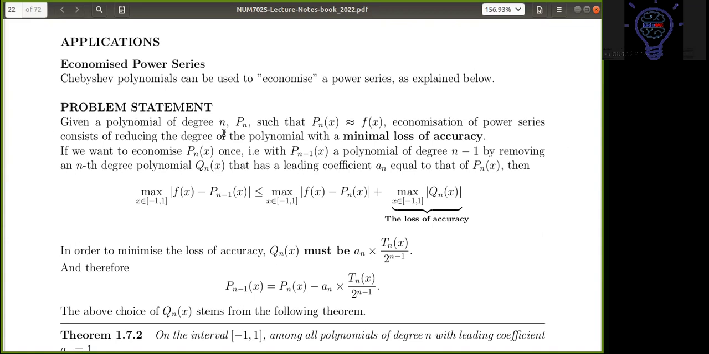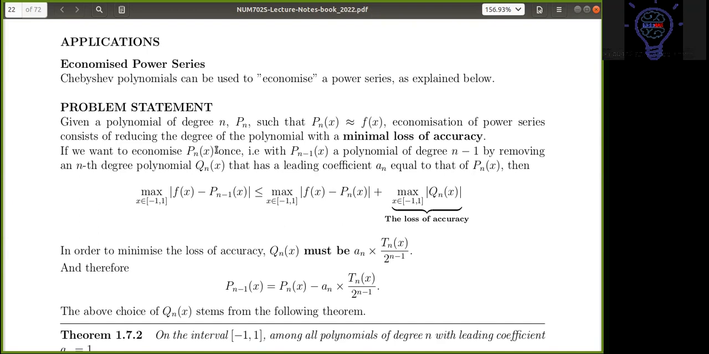Given a polynomial of degree n, which we denote by Pn, being an approximation of a given function f of x, we want to economize the degree n polynomial approximating the function f. That is, we want to reduce the number of terms in the expression of the polynomial Pn in such a way that the lower degree polynomial will still preserve a minimal loss of accuracy.